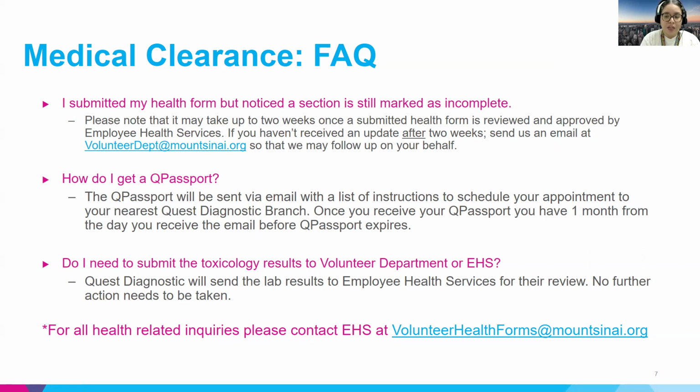For all health-related inquiries, you can contact Employee Health Services at volunteerhealthforms@mountsinai.org. And these are inquiries that if you have any concerns or questions about the health clearance process, especially if you have questions about the tuberculosis or hepatitis B, you would want to email EHS at volunteerhealthforms@mountsinai.org.